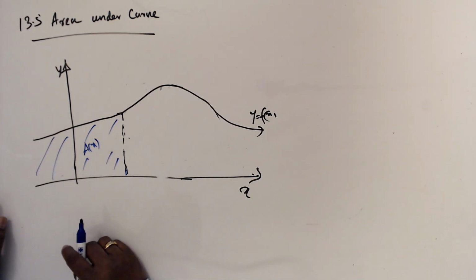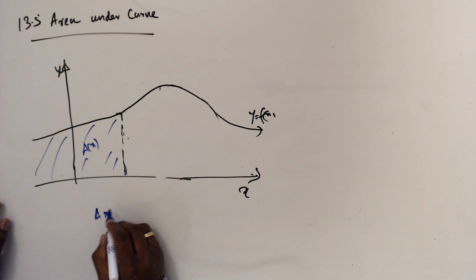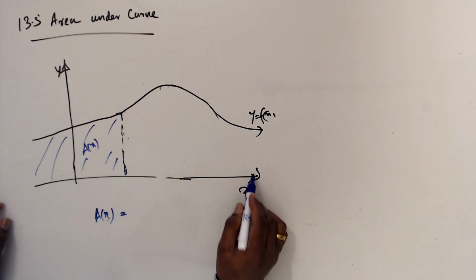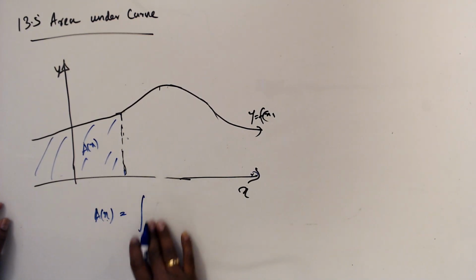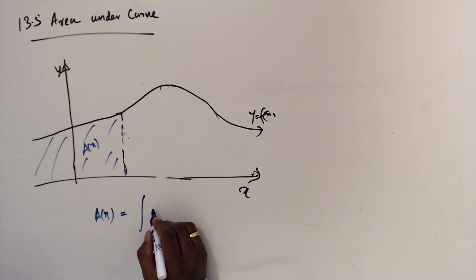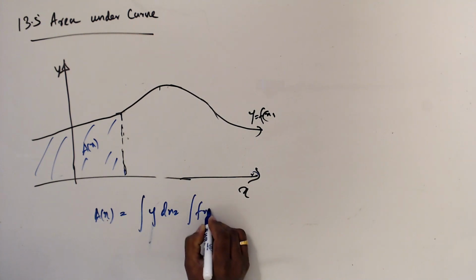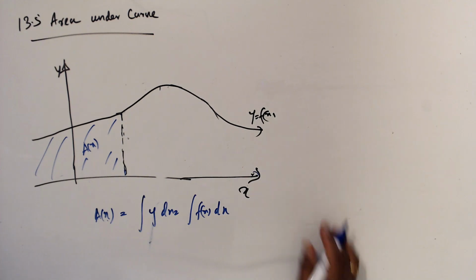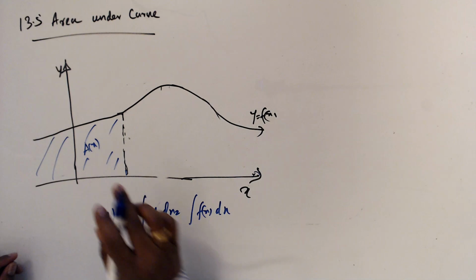13.5 area under the curve, we'll discuss. Now I'm going to show that finally A(x), the function of x, the x-axis, is going to be the integral of y dx or f(x) dx. So this is the target. It means this whole curve from here to here, y dx.